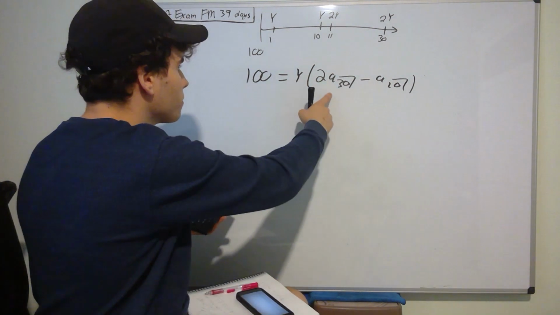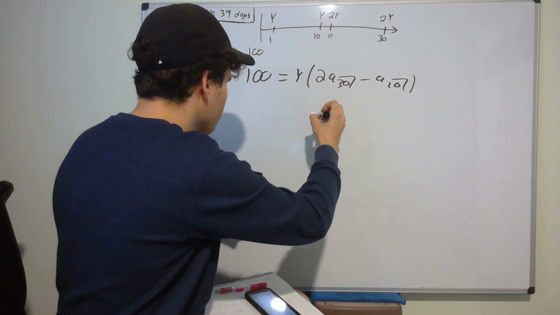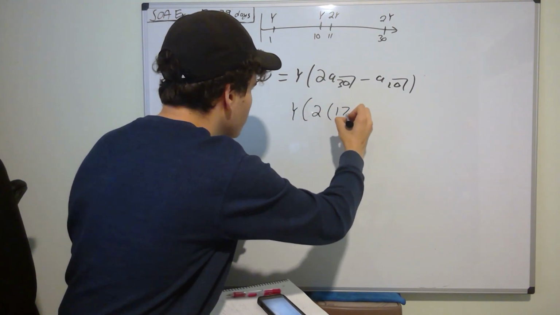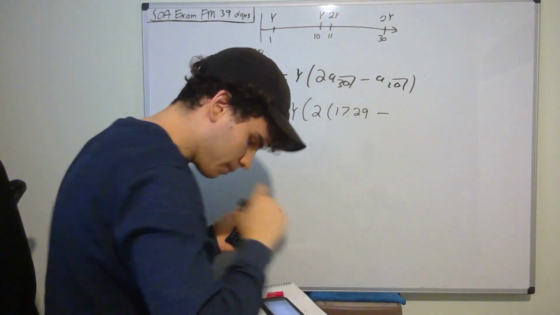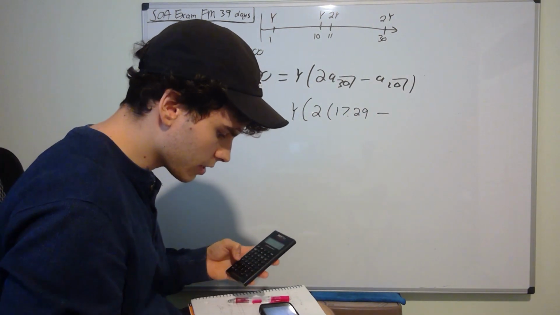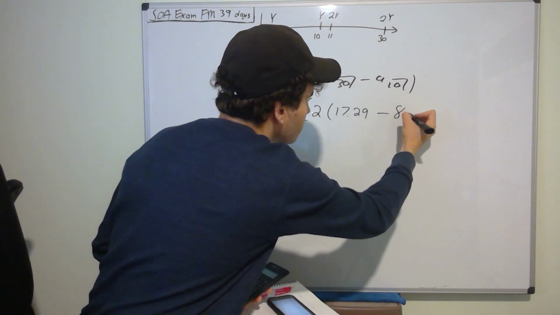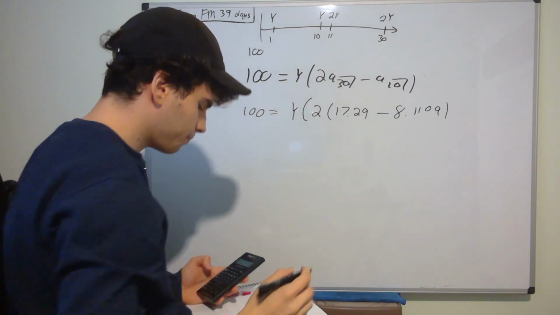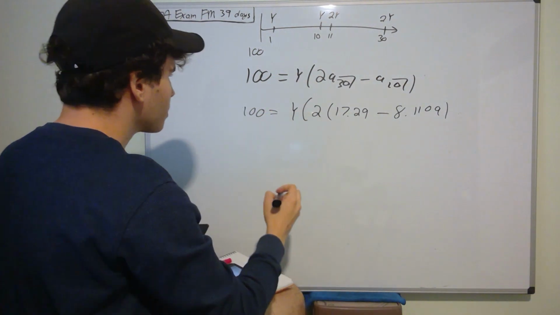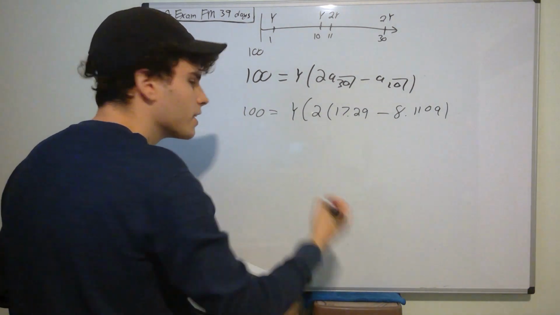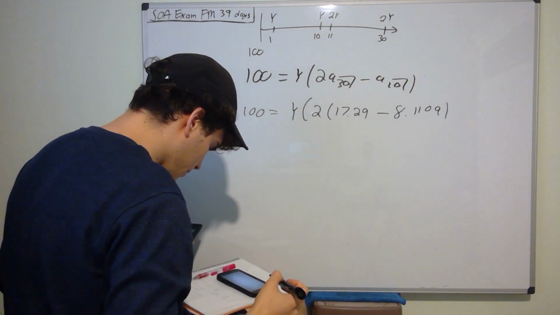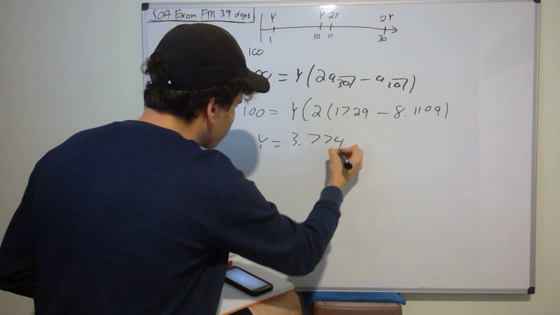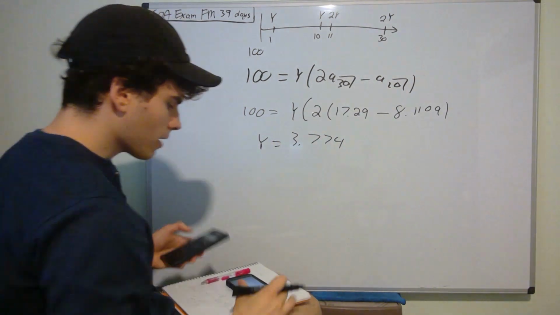So the present value of this one is y times 2 times 17.29 minus, and if we do the same thing, just change the n from 30 to 10, we'll get 8.111109, all equals to 100, right? And then we switch this around. If you do the math, to save some time, I get an answer of y equal to 3.774.